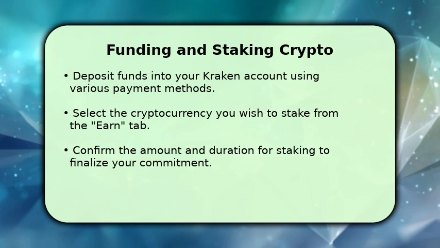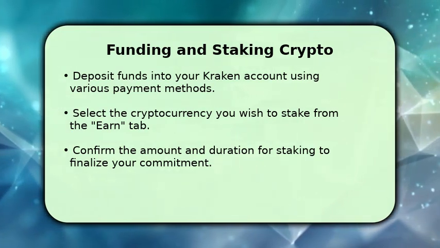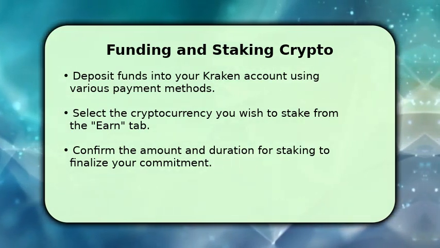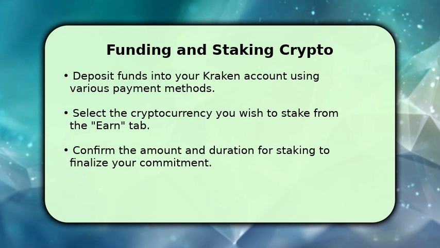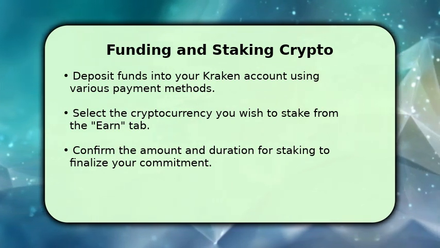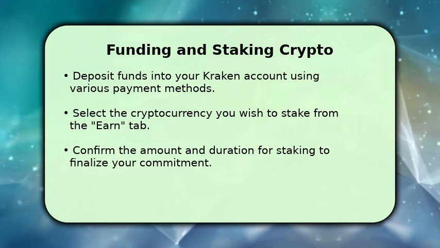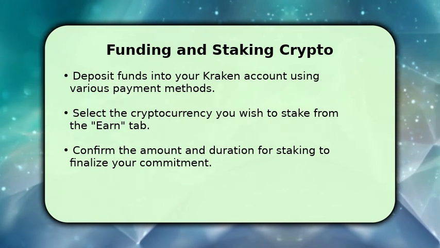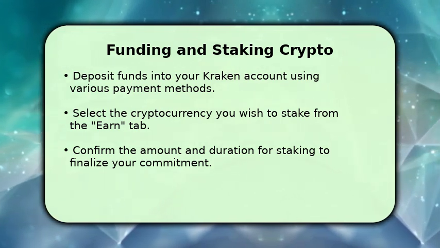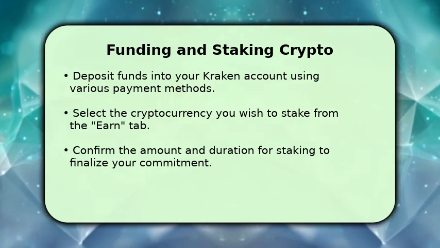Once your account is verified, deposit the cryptocurrency you intend to stake into your Kraken wallet. You can use various funding methods, including bank transfers or other crypto deposits. Navigate to the Earn section and select the specific asset you want to stake. Review the estimated annual percentage yield and any lockup periods. Enter the amount you wish to stake, confirm the details, and finalize your staking commitment to start earning rewards.